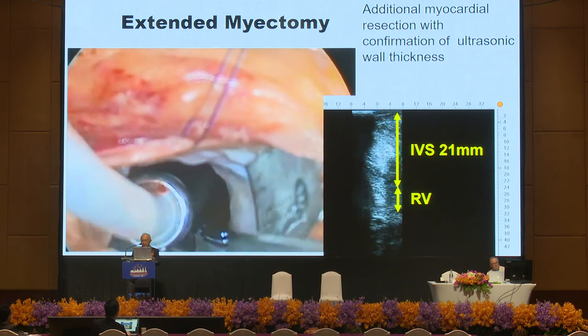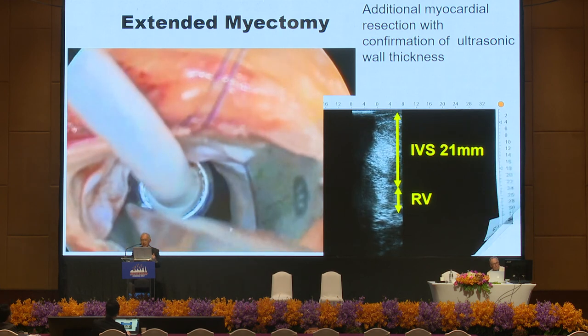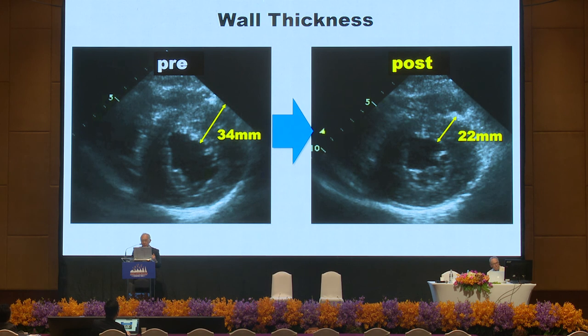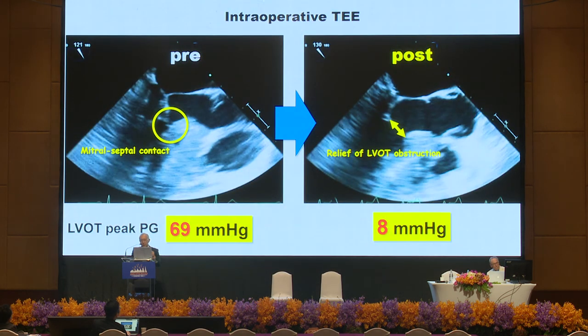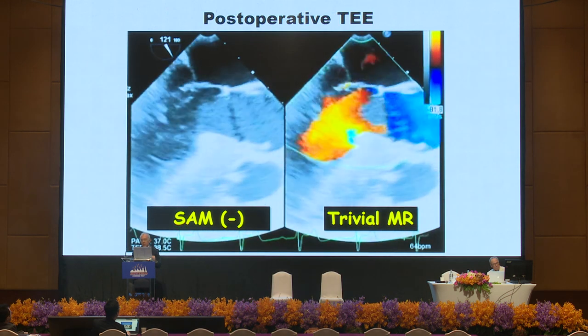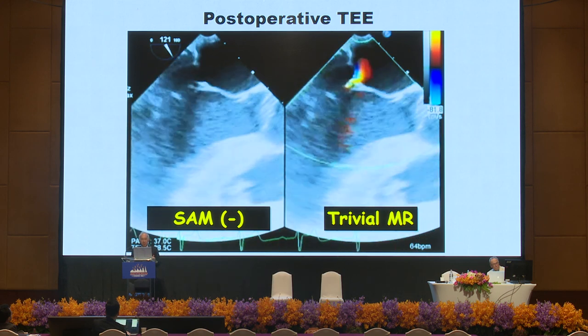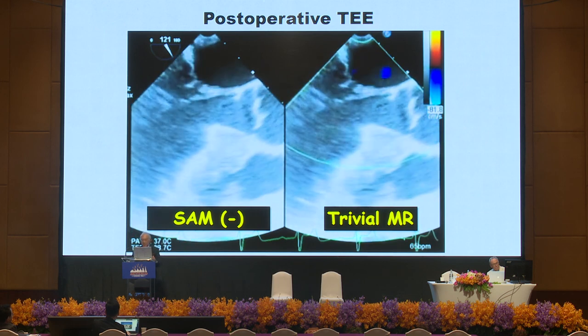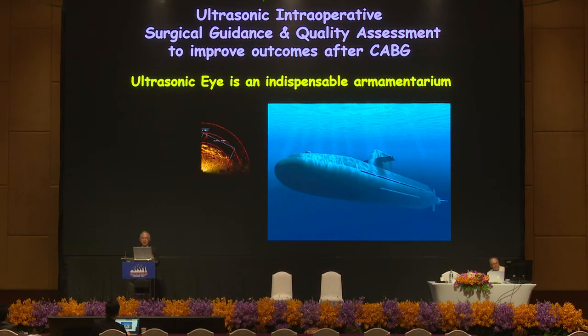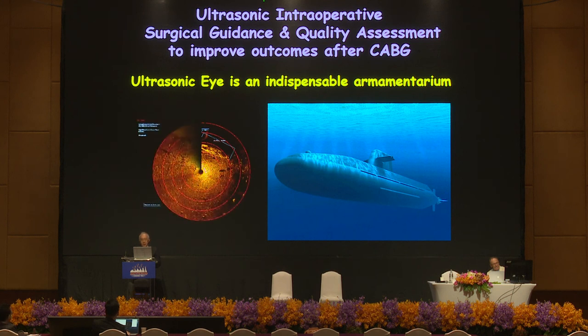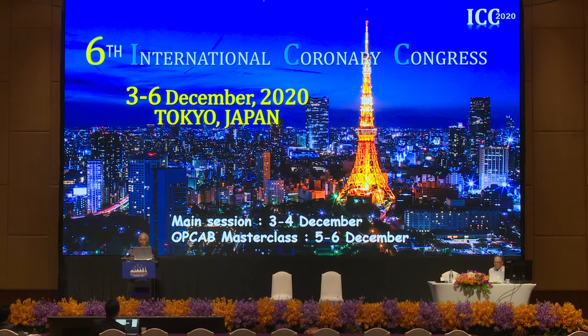Okay, this is the final portion. I got the thickness. After the operation, we found only an 8 millimeter pressure gradient, and the SAM disappeared. So with this probe, you can be a chef. This is very useful: ultrasonic intraoperative surgical guidance and quality assessment. Nobody operates a submarine without using sonar. Thank you very much, and come to Tokyo this December.